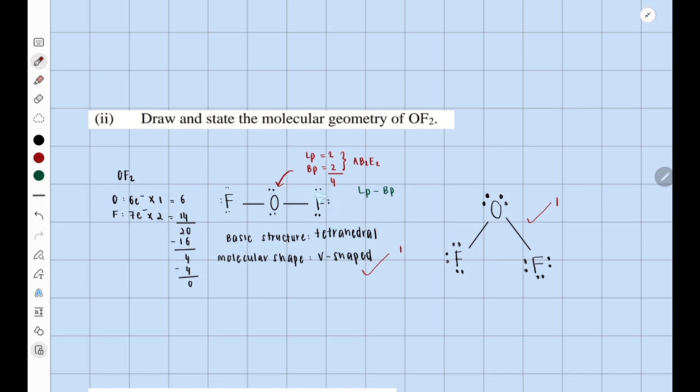From this, we can predict the basic structure and the molecular shape for OF2. Since oxygen has 2 lone pairs and 2 bonding pairs, the total is 4, which stands for tetrahedral. So the basic structure for OF2 is tetrahedral. Then for the molecular shape, we see the class AB2E2, and the molecular shape is V shape. Then draw the V shape. So how will you get the marks? Stating the molecular shape 1 mark, and the drawing 1 mark.